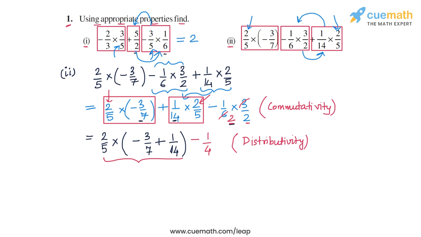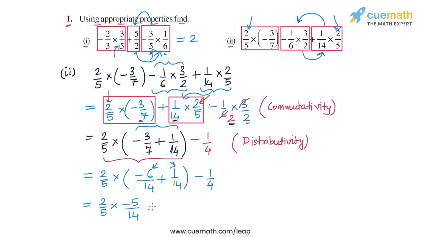Okay, now what we need to do is combine these two terms, minus 3 by 7 plus 1 by 14. So that's easy to do. Let's take the LCM. 7 and 14 have an LCM of 14. So we will get minus 3 by 7 as minus 6 by 14. And then we have plus 1 by 14. And then we have this term minus 1 by 4. Now minus 6 plus 1 is minus 5. So we get 2 by 5 into minus 5 by 14. And then we have minus 1 by 4.